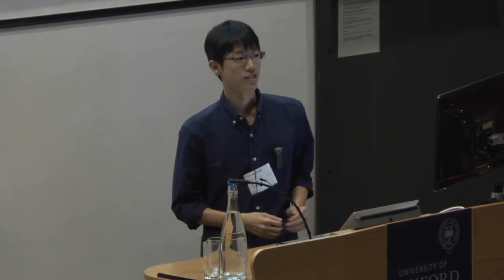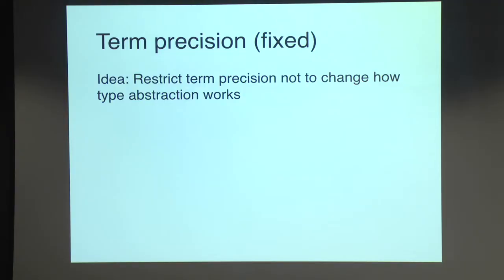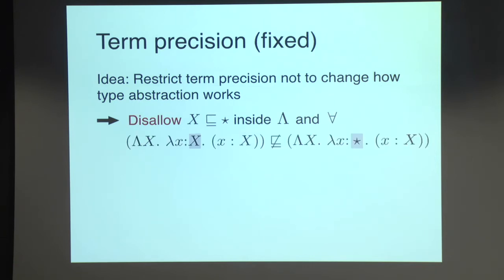So the essential problem is that we can change a type variable into star inside a big lambda. It seriously changes how type abstraction works. So we fix the term precision. We restrict term precision so as not to change how type abstraction works. Intuitively, we disallow type precision between a type variable and the star inside big lambda and forall. As a result, we have excluded the last example.